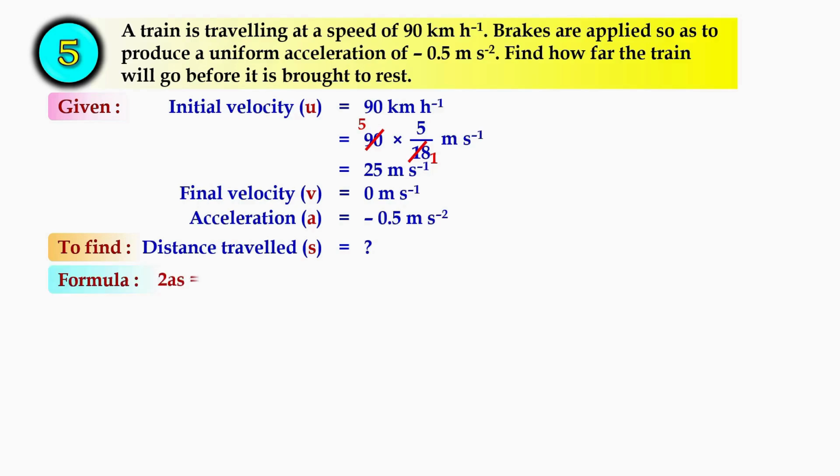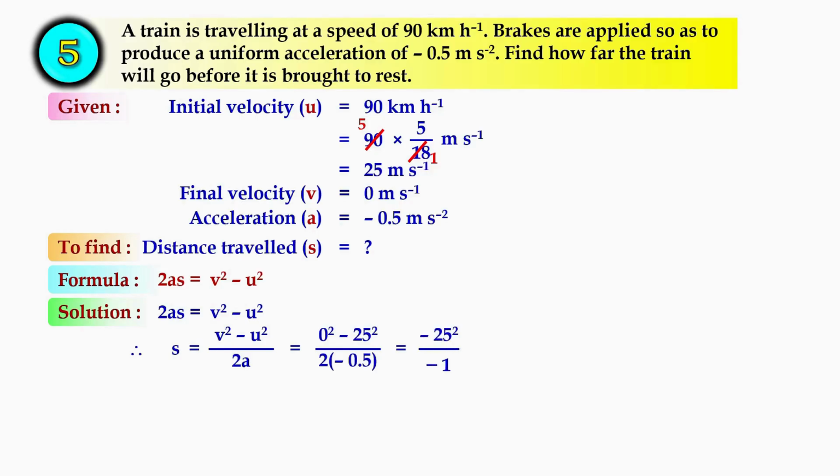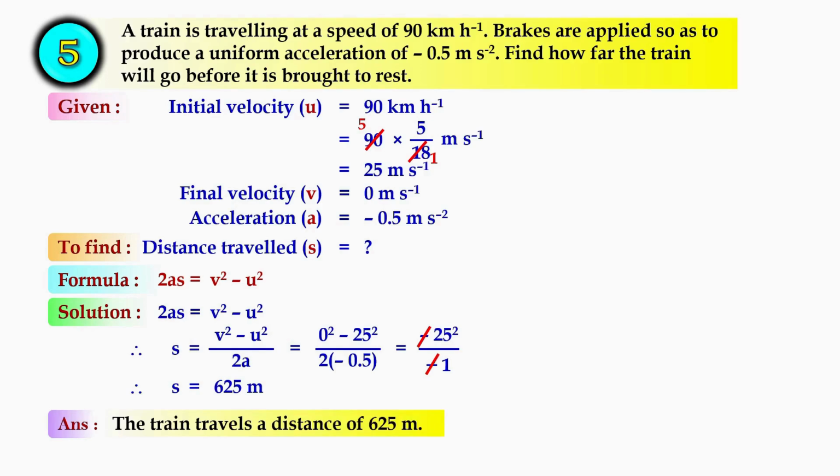To calculate this, we use the equation of motion. 2 multiplied by acceleration multiplied by displacement equals final velocity squared minus initial velocity squared. Substituting the values, we get displacement equals 0 squared minus 25 squared divided by 2 multiplied by minus 0.5. This gives 625 meters. Therefore, the train travels a distance of 625 meters before it comes to rest.